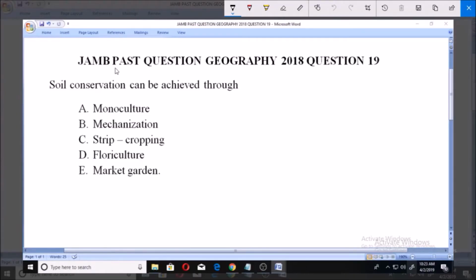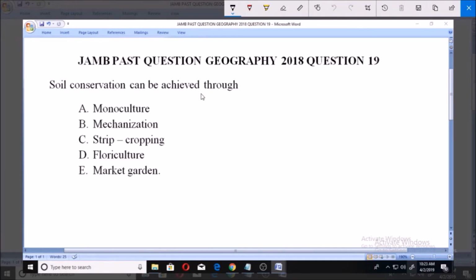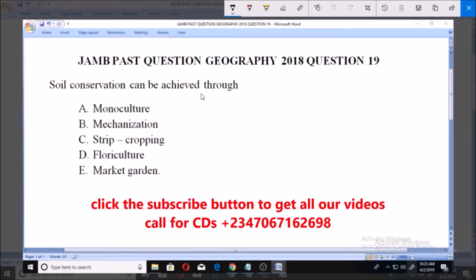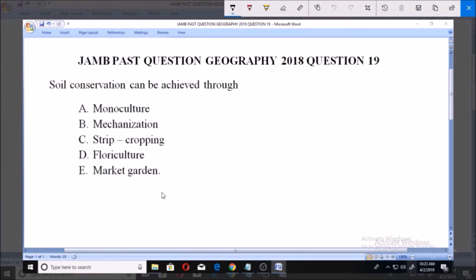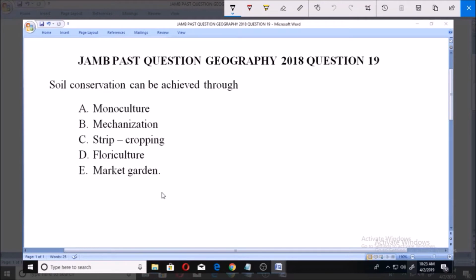Geography 2018, question number 19. Soil conservation can be achieved through: A. Monoculture, B. Mechanization, C. Strip cropping, D. Floriculture, E. Market garden. Now, one of the ways of ensuring soil conservation is strip cropping. Strip cropping is one of the major ways that you can use to ensure soil conservation. And what is strip cropping? Strip cropping is when grasses are planted in strips.